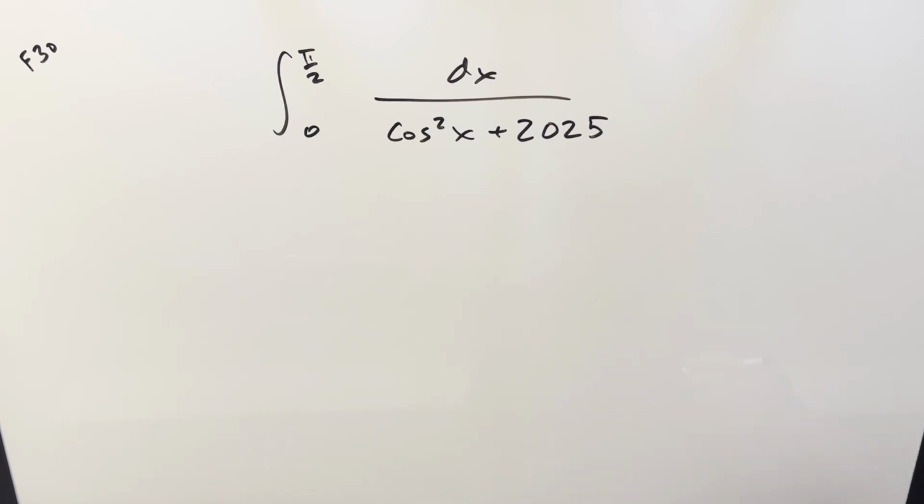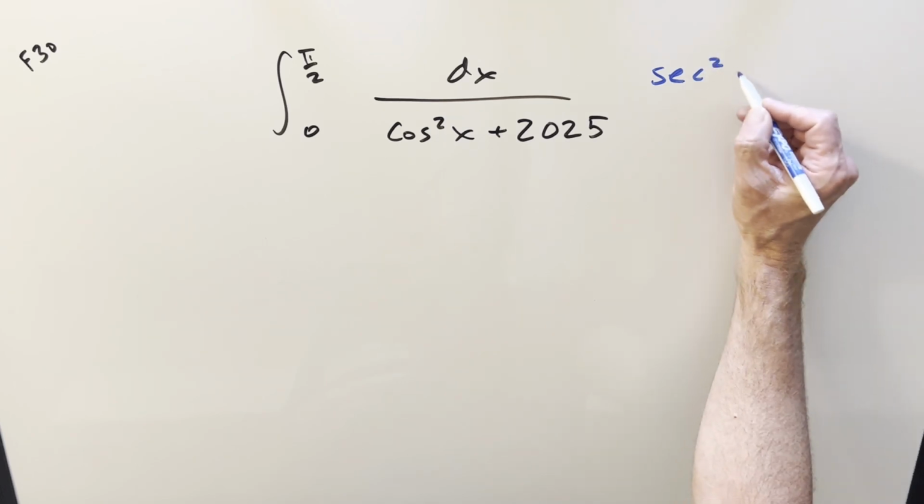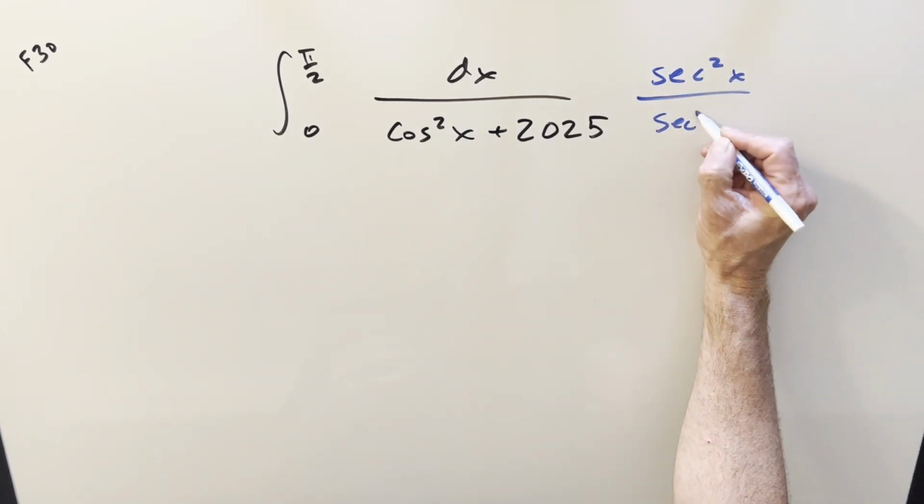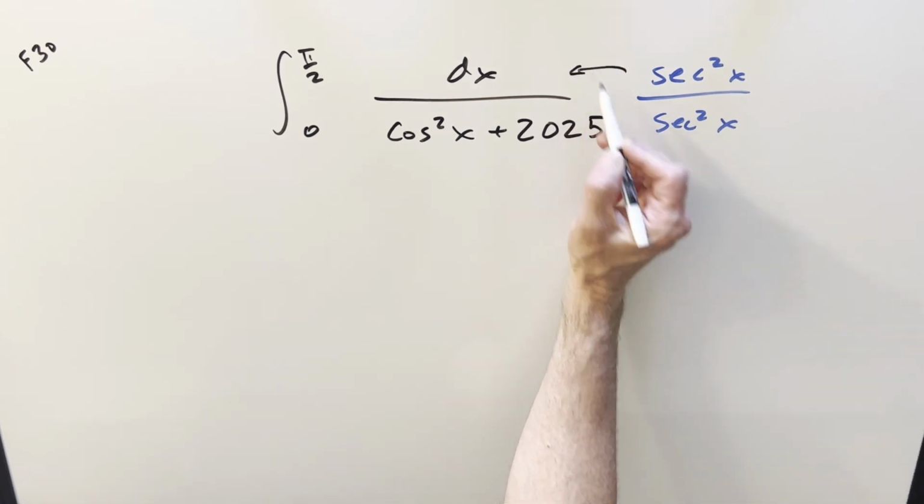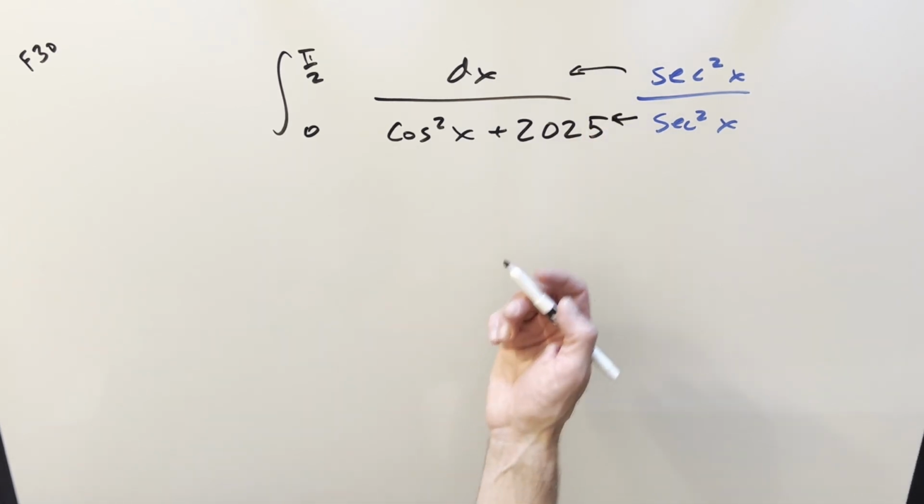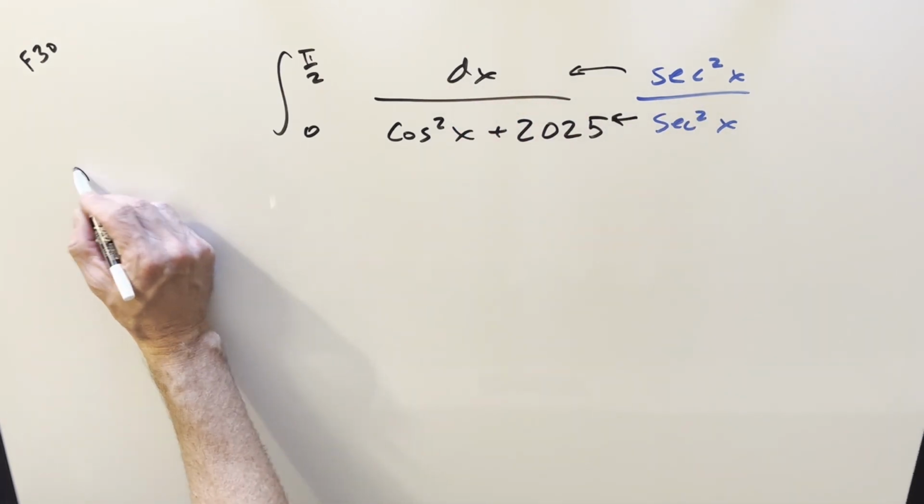So to get started, my first step was to do my favorite thing, which is multiply in secant squared over secant squared just to clean this up. The reason this works so nicely is it usually sets up a u-sub for us, because if we can get tangent, the derivative of tangent is going to be secant squared dx.